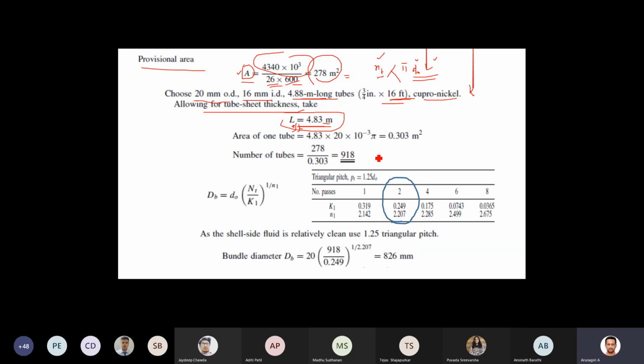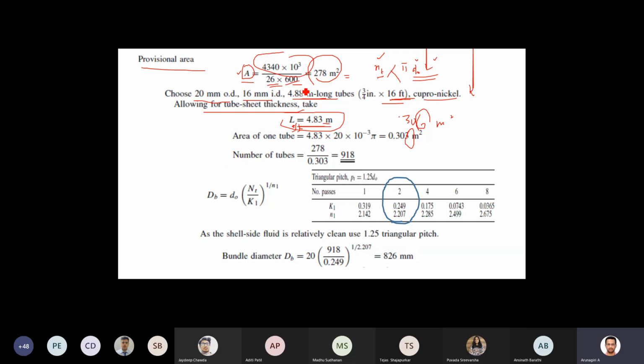For example, in this case, 4.88 divided by 4.83 is 1.01 times 0.303, so your area will increase only 1%. You will get 0.306 meter square. Only the last digit is different in these two cases. That also you can verify.